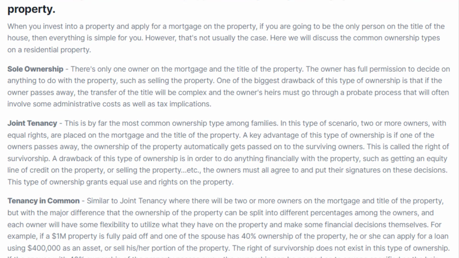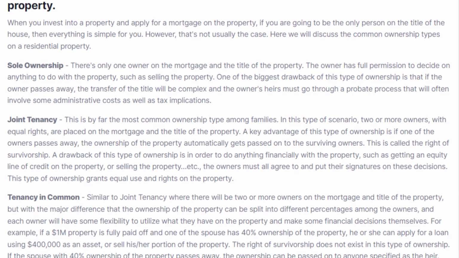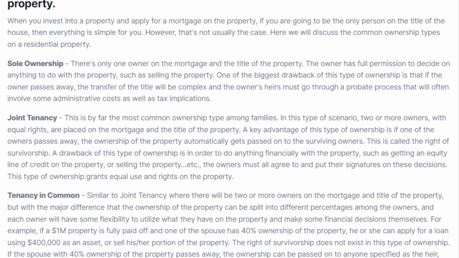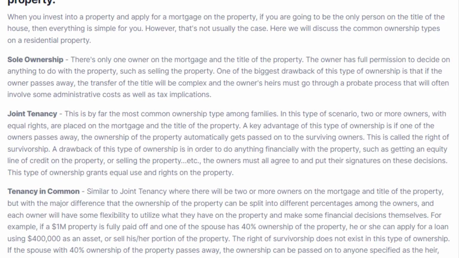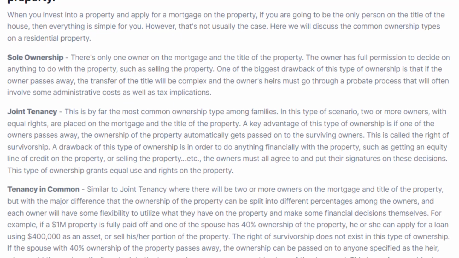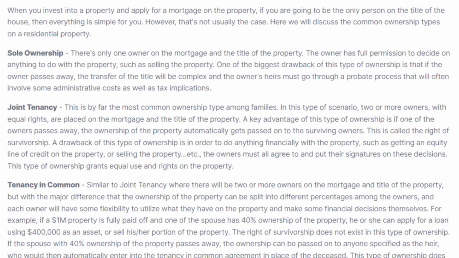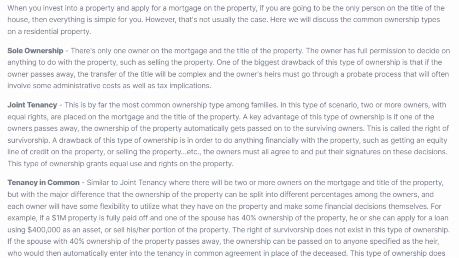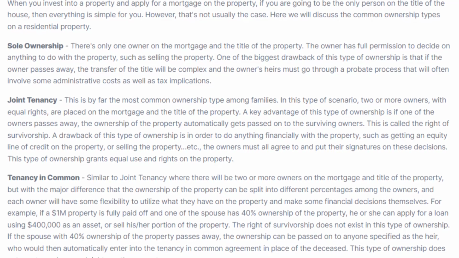Second type, joint tenancy. This is by far the most common ownership type among families. In this type of scenario, two or more owners, with equal rights, are placed on the mortgage and the title of the property. A key advantage of this type of ownership is if one of the owners passes away, the ownership of the property automatically gets passed on to the surviving owners. This is called the right of survivorship.